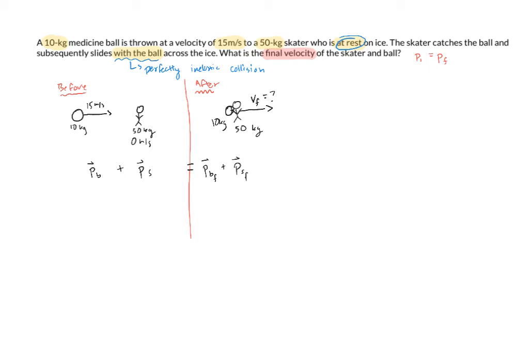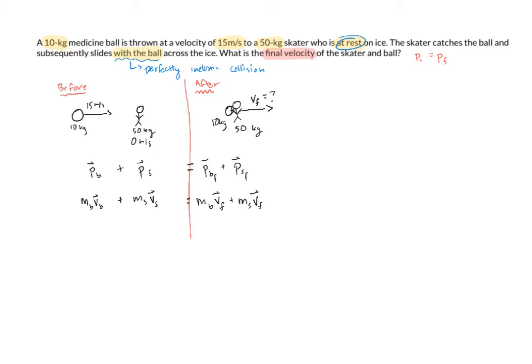Now I can go ahead and expand out my equation a little more. So the mass of the ball times the velocity of the ball plus the mass of the skater times the initial velocity of the skater is equal to the mass of the ball times the final velocity of our ball-skater system, because remember they're moving together after, plus the mass of the skater times, again, that same final velocity that they share.